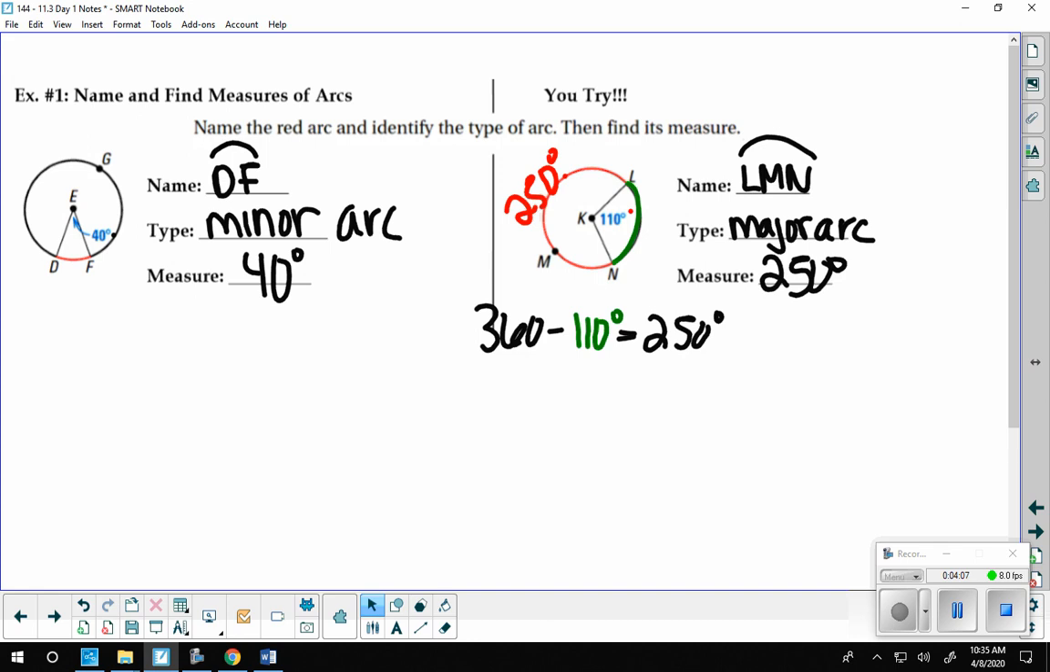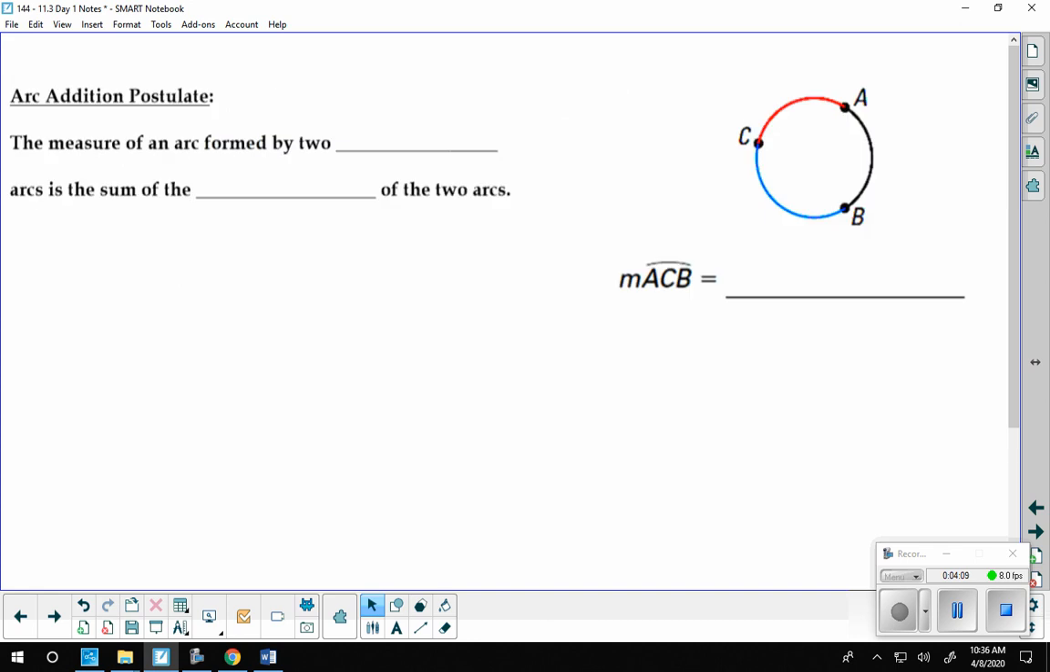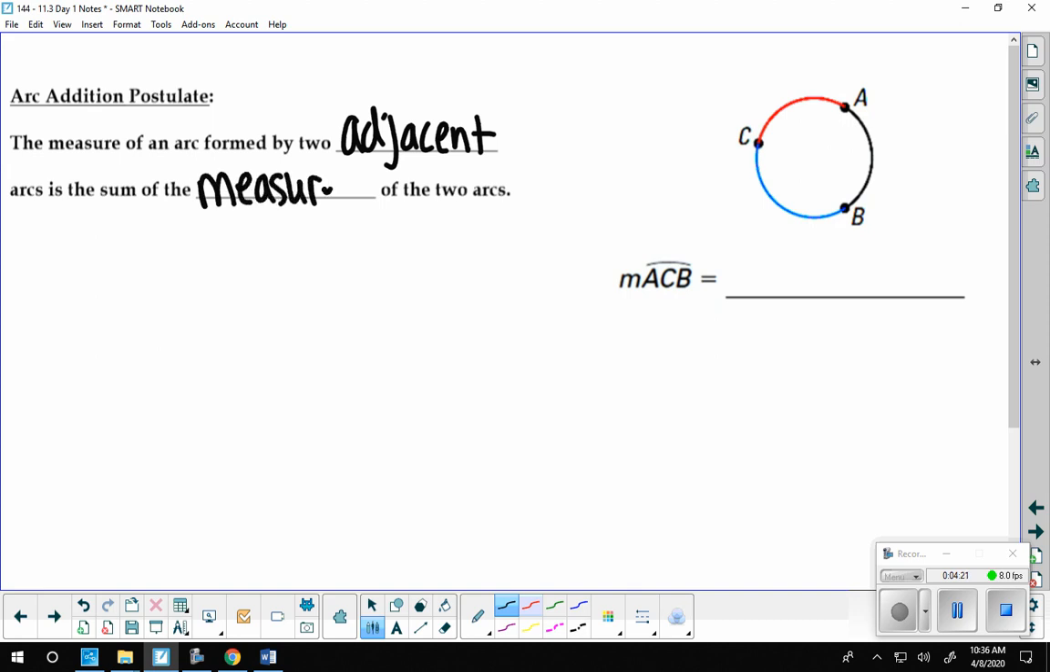So we're going to talk about the arc addition postulate. The measure of an arc formed by 2 adjacent arcs, remember adjacent means next to, is the sum of the measures of the 2 arcs. So we've looked at a lot of addition postulates in the past year, and so this is very similar.